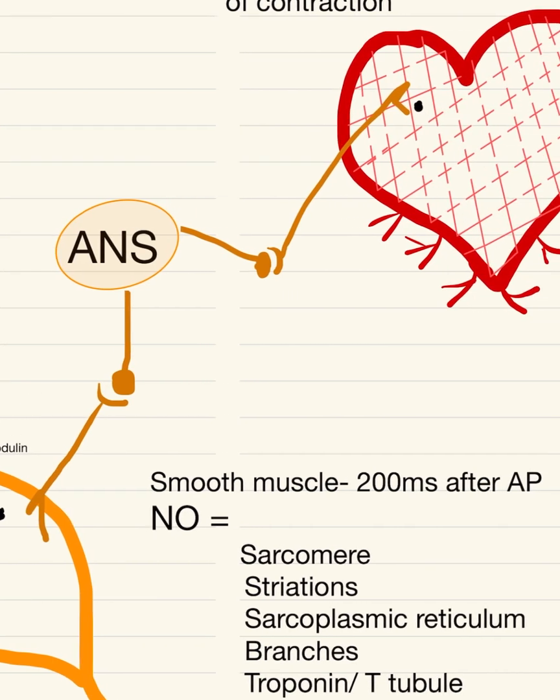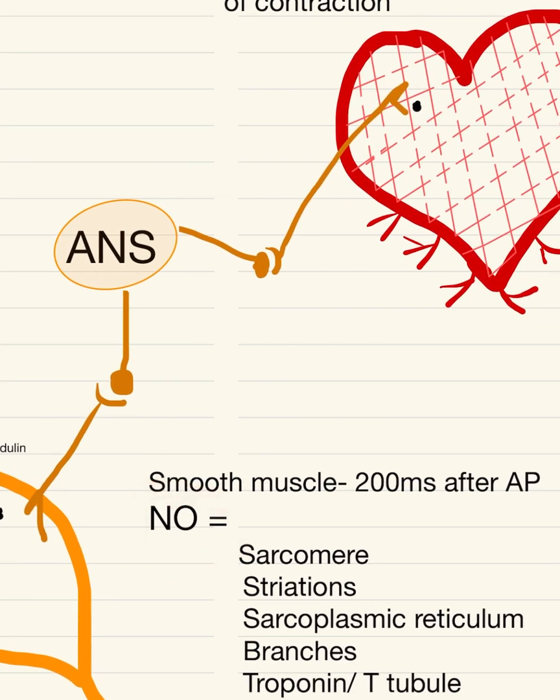And there are big no's in smooth muscle, which include: it doesn't have any sarcomere, it does not have any striations, it does not have any sarcoplasmic reticulum. Instead, we have calmodulin. It does not have any branches, it does not have any troponin or T tubule.